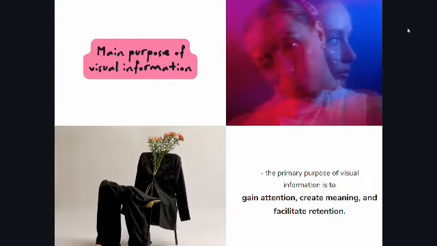Now, let's proceed to the main purpose of visual information. The simple answer to what is the main purpose of visual information is that the primary purpose of this kind of information is to gain attention, create meaning just like other information and media, and facilitate retention.